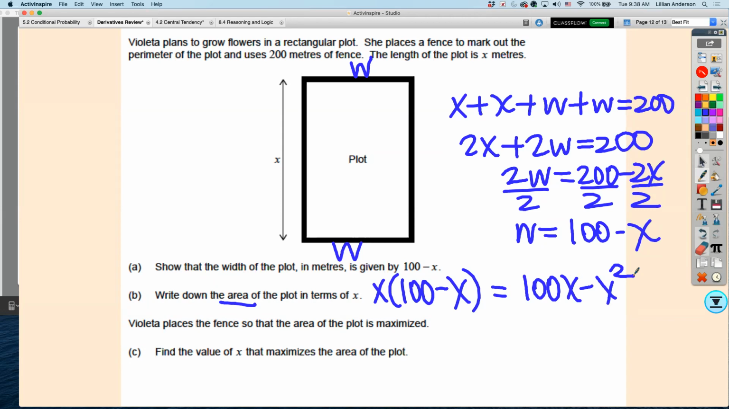I suggest distributing because, as you can see, it says Violetta places the fence so that the area is to be maximized. This is an optimization problem, which means that in order to find the value of X that maximizes the area, I'm going to need to take the derivative. So you want the most simplified version of the area equation. So what's the derivative of the area equation?